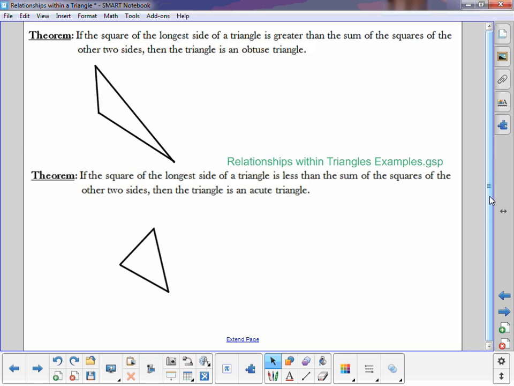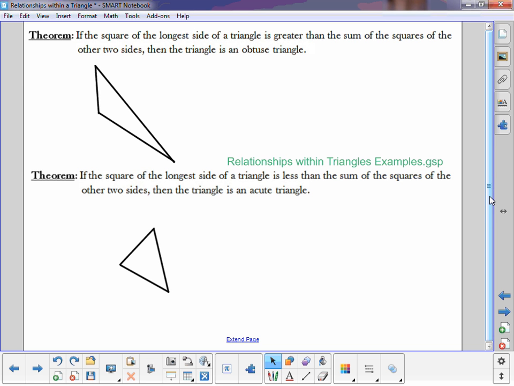Alright, so our last two theorems are actually very similar to what we just did with our Pythagorean theorem. Our Pythagorean theorem says that if a triangle is a right triangle, the square of the sides, a squared plus b squared, will be the exact same as the square of the hypotenuse. Added together, they give us c squared. Now, I can actually compare those same values and know whether my triangle is acute or obtuse.